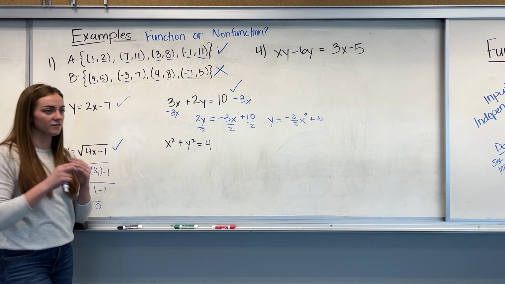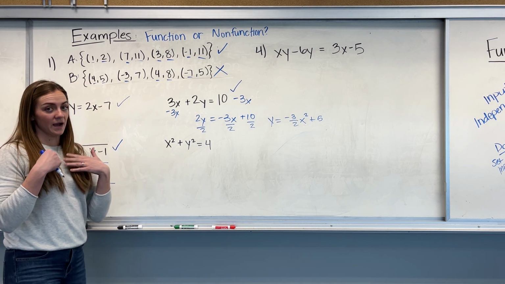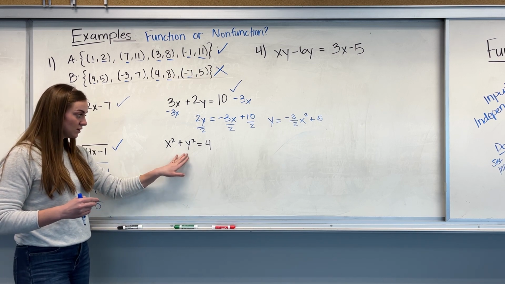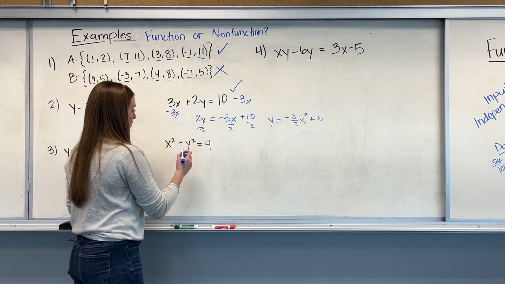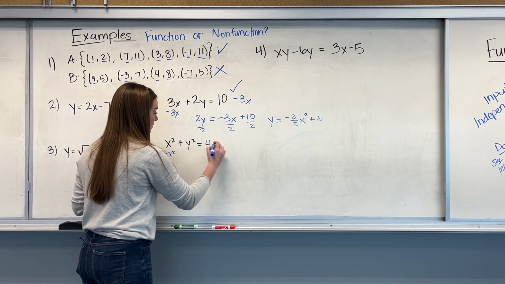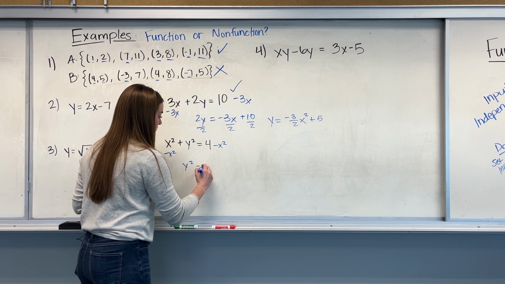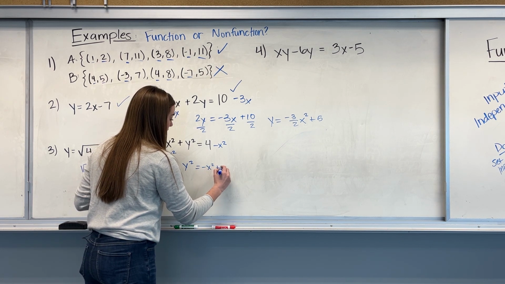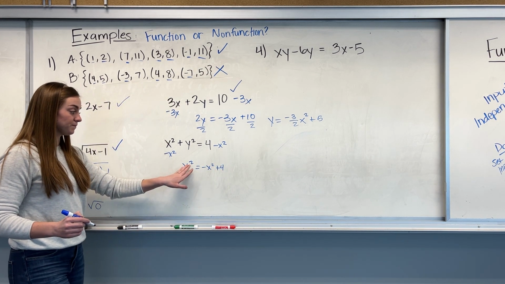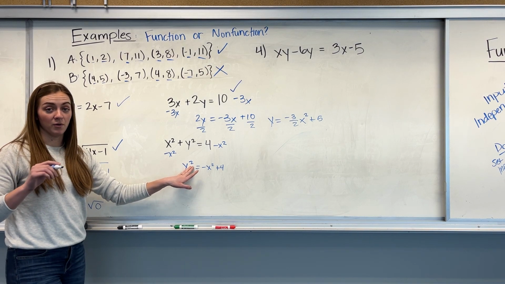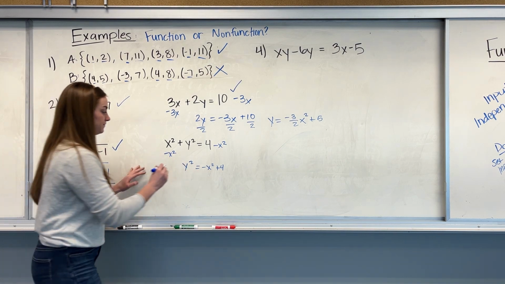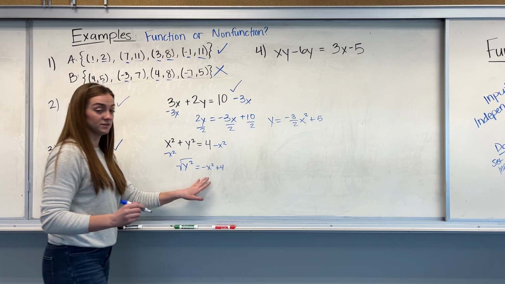Where it really gets kind of messy is when we have to take the square root. So let's solve for y here like we did up above. We'll subtract x squared. And so now we have y squared equals negative x squared plus 4. So now we've got a square power, so to undo that we do the square root. And then we'll do this on both sides.